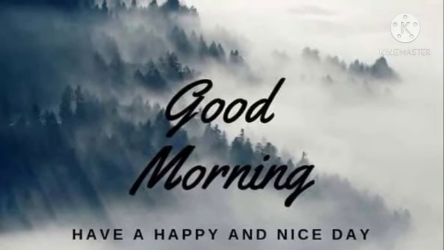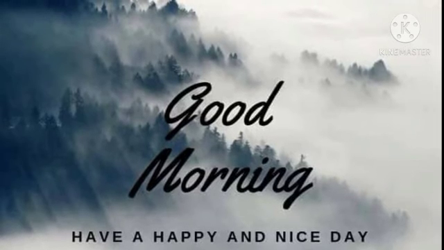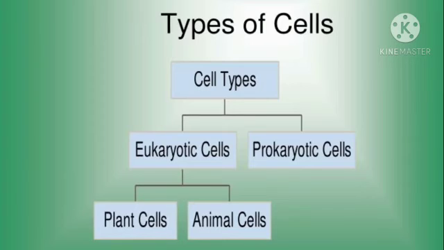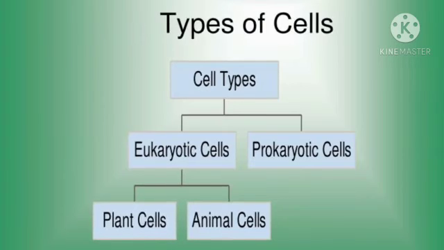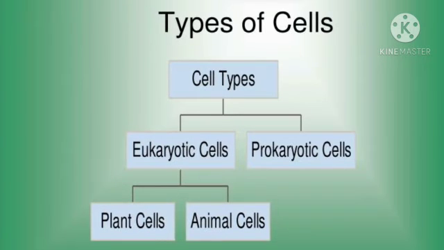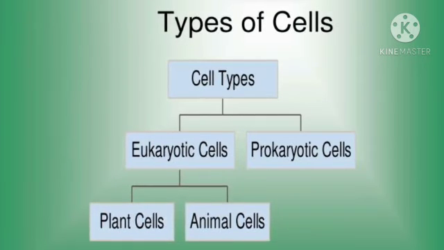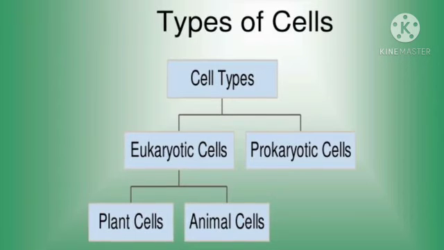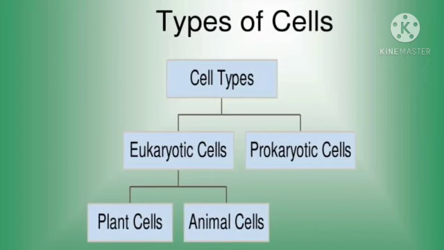Today we are going to see the new topic of types of cells. There are two types of cells: eukaryotic cell and prokaryotic cell. And eukaryotic cells are classified into two types, plant cell and animal cell. Let's start now, children. Generally cells are classified into two types.